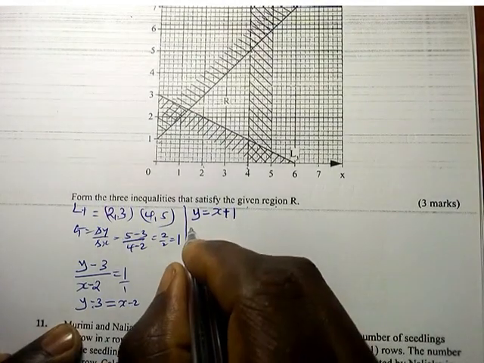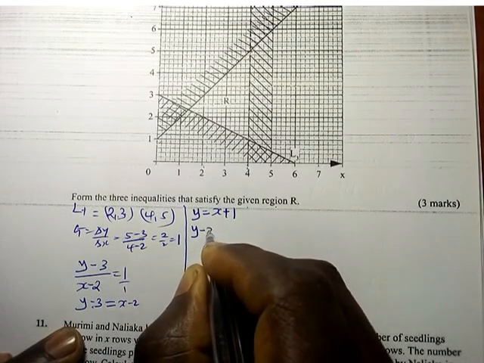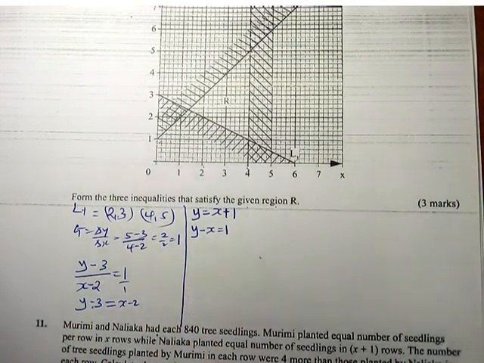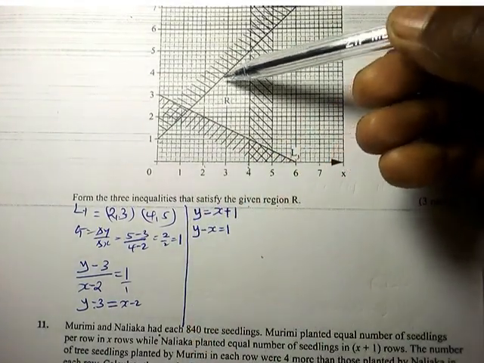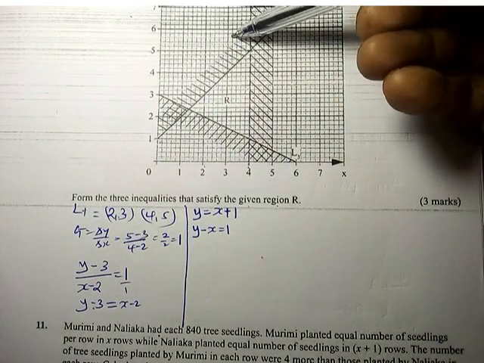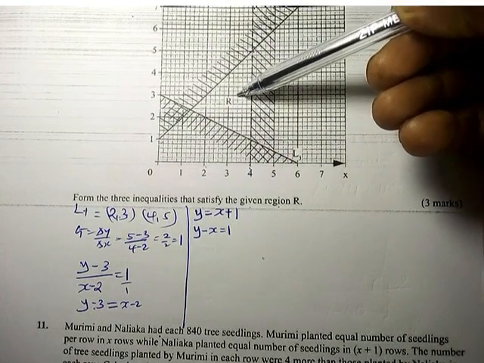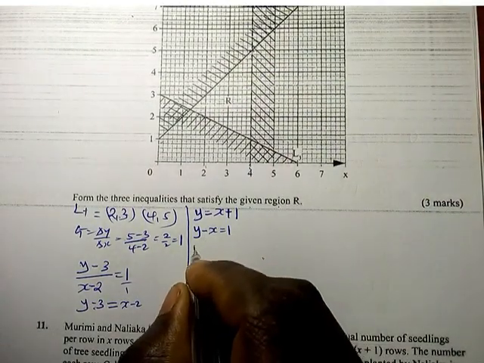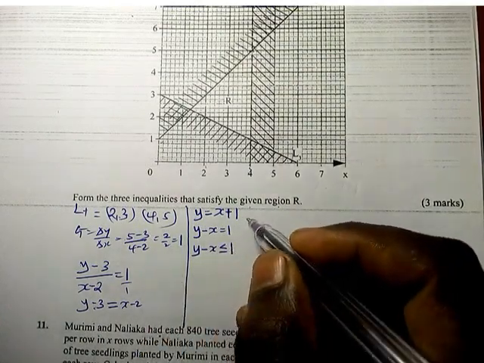So we can say this is y minus x equal to 1. Hiyo ndio equation of line 1. Sasa tunataka kujua is, ukiangalia hii region iko kwenda juu, the greater side is not wanted. The one what is required is down, meaning is going to be less. So y minus x is less or equal to 1. Hiyo ni equation ya hiyo line L.